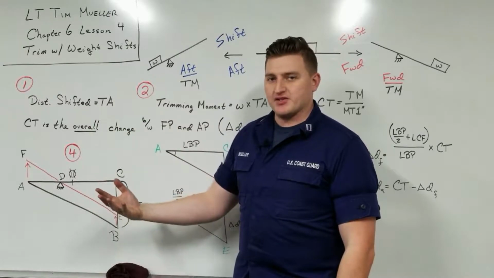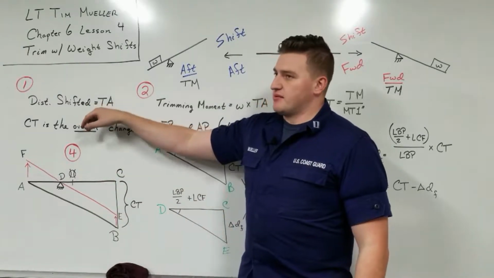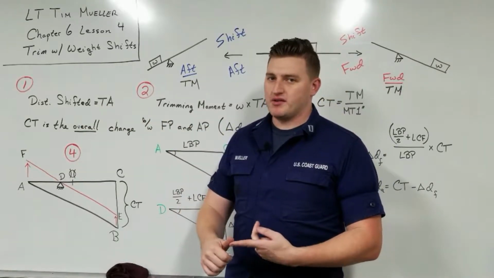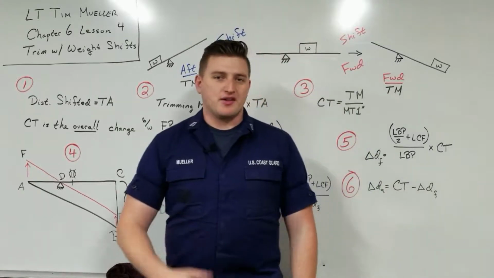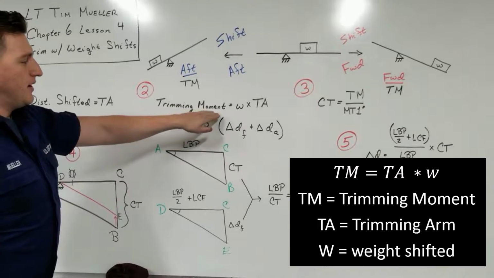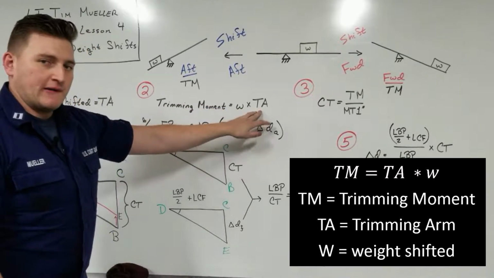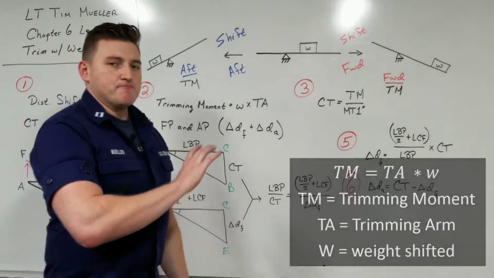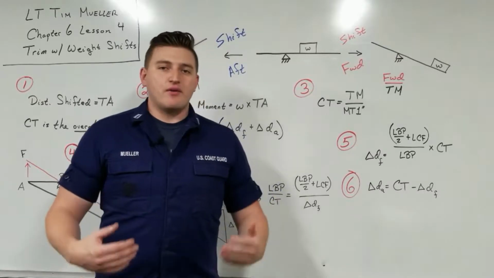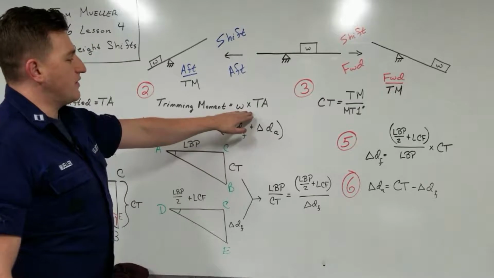What do we do with that information? Well, we know the weight that we've shifted, and we know the distance, and we know that a moment is a force times a distance, weight being a force. You can expect that I'm going to say trimming moment is something that we come up with next. So trimming moment is the weight that we've shifted times that trimming arm. Great. Now we've got a moment. We've been working with moments so much in all these lessons. Now we've gotten back to what we're used to with trimming. What do we do with that?